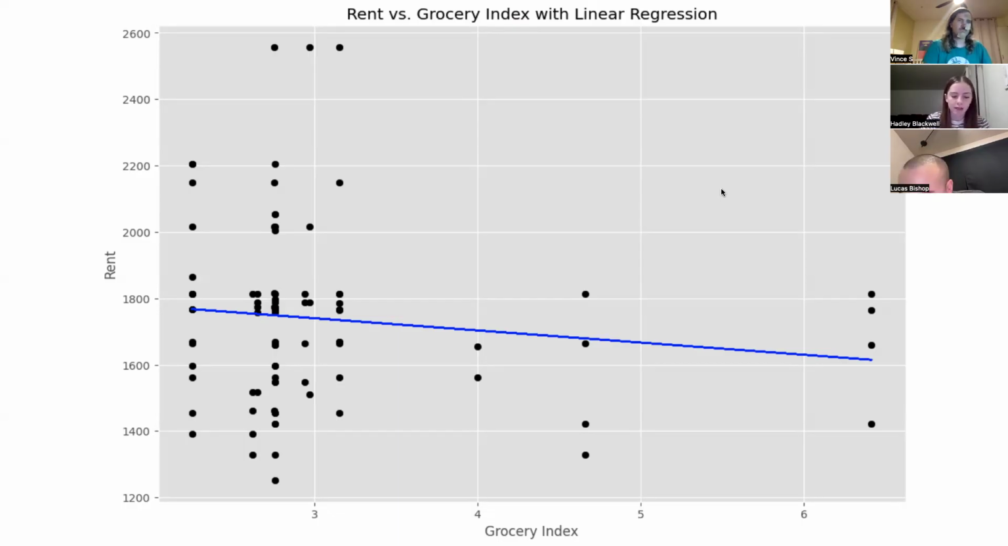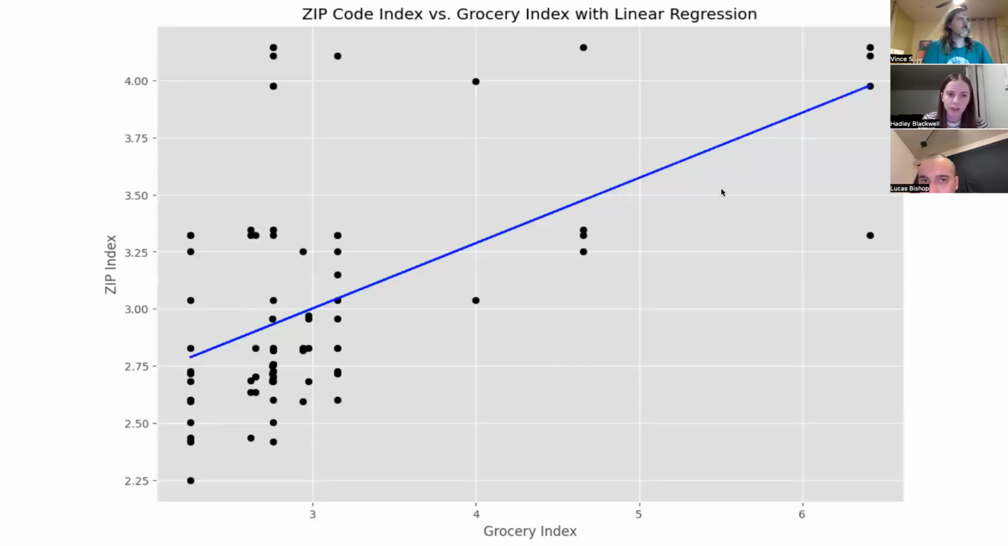For the next one, it becomes the zip index versus the grocery index. The zip index is the combination of all of the grocery indexes for one zip code, which has a much higher positive trend, and it is statistically significant.